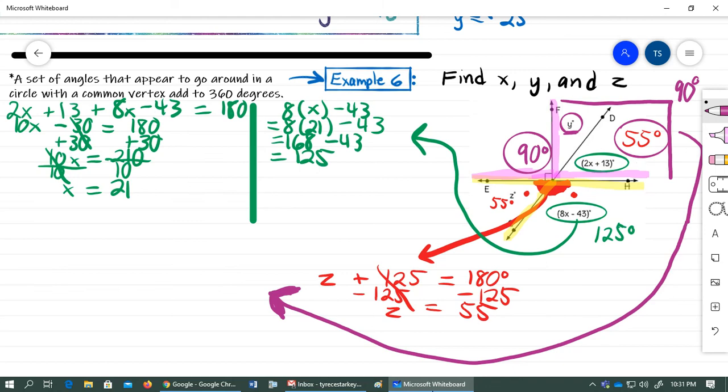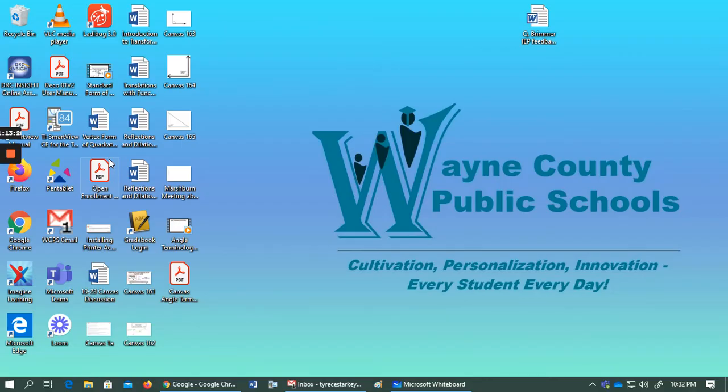All right. So again, these two angles that I have circled with the purple are adding to give you 90 degrees. They're complementary angles. All right, again, guys, they're complementary angles. So let's go ahead and set up that equation.